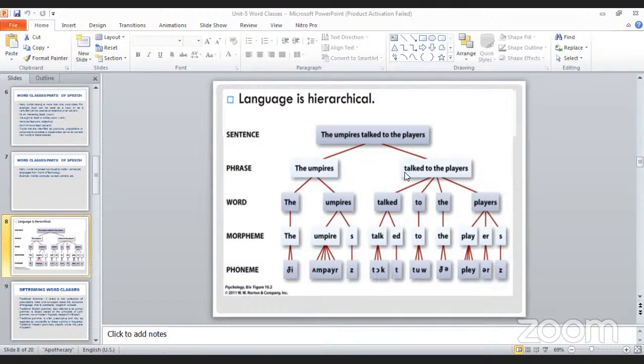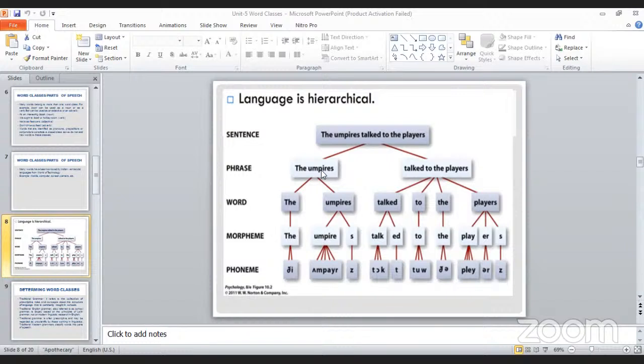Now let's look at the other part of the sentence. "Talk to the players." So if the umpires are the subject, what is the work that the umpires are doing? They are talking to the players. That is the action done by them. So the umpires is the subject here. "Talk to the players" is the predicate over here.